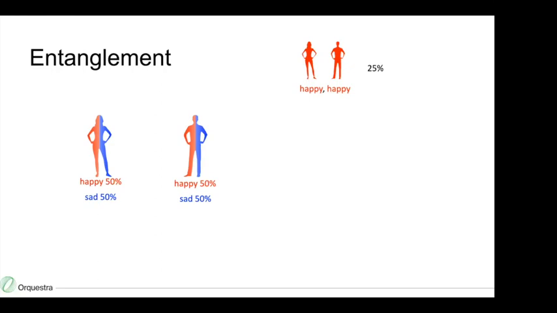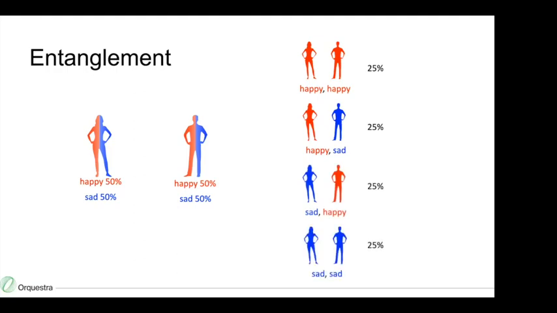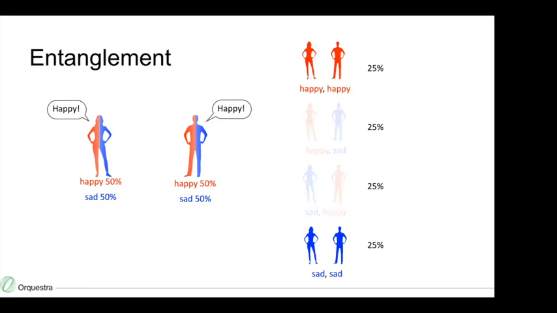Yes, Victor answered correctly. It's 25%. So for happy-sad, sad-happy, and sad-sad, the probabilities are all 25%. But what if I told you that these two people are happily married? So if one of them is happy, then the other one is also happy, and if one of them is sad, then the other one's also sad. If I ask the first person if they're happy, and they say they're happy, then I know the second person is happy. So all of a sudden we don't have four possibilities. We have two possibilities, and they're not 25, 25, 25, 25. They're 50, 0, 0, 50. So those two people are entangled.